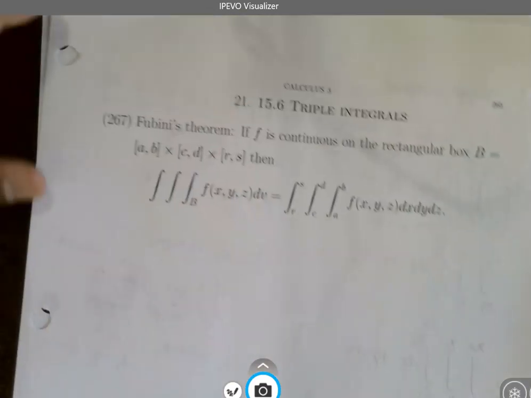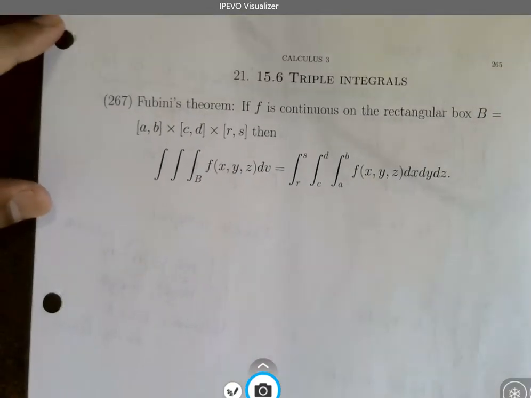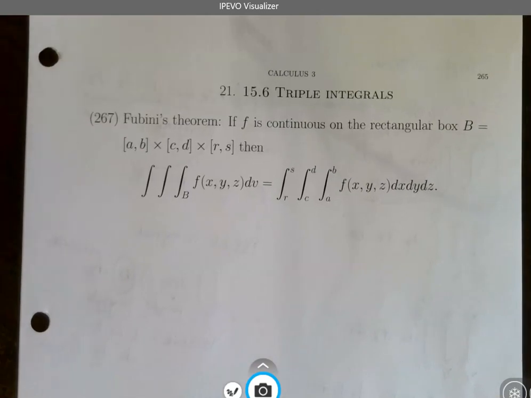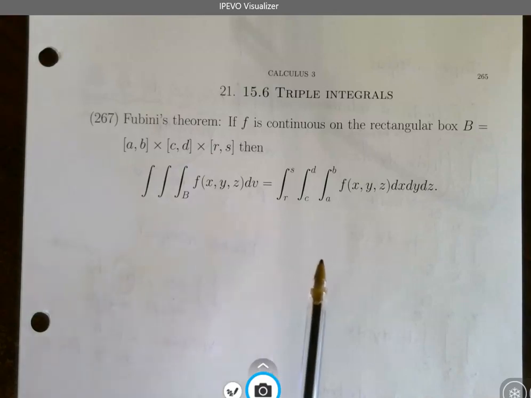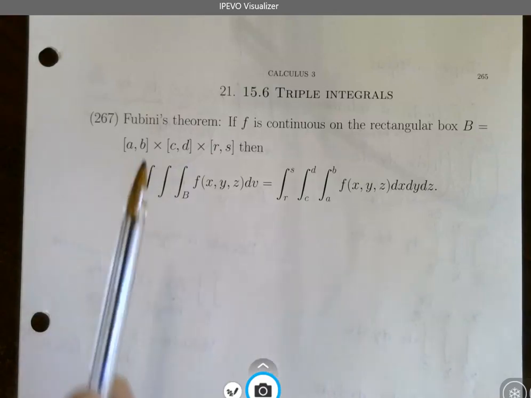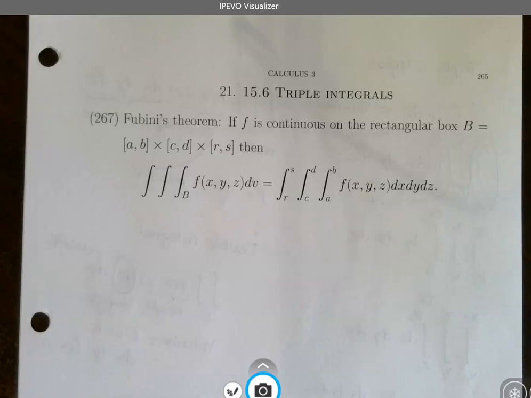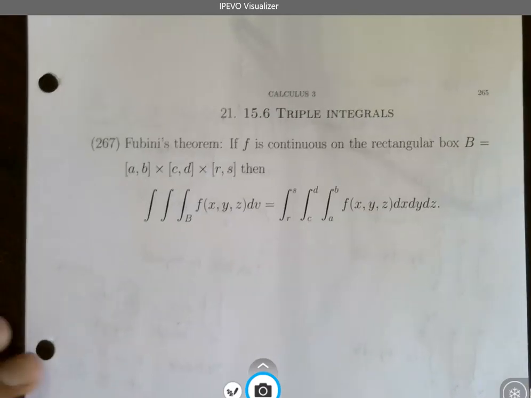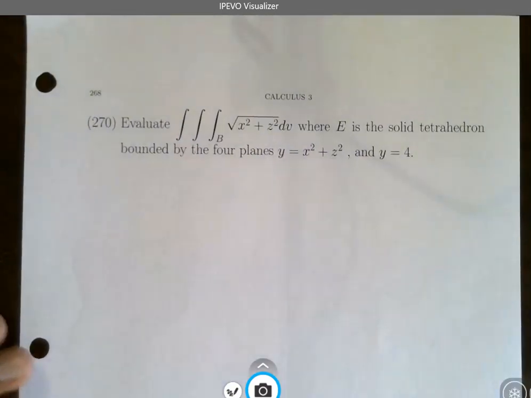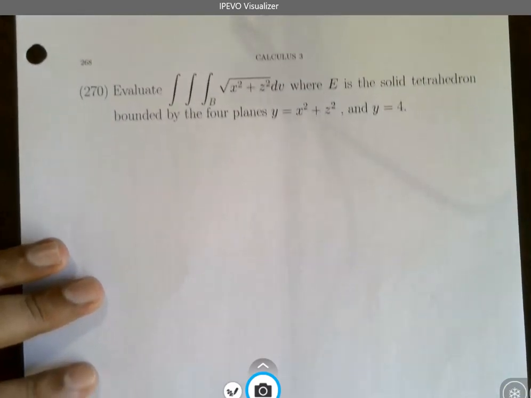So that's the introduction of triple integrals and Fubini's theorem. It's the same thing. You can change the limits of integration. Instead of x1, x2, y1, y2, z1, z2, I'm using a, b, c, d, r, s. So that's pretty much it. Now let's look at a problem involving triple integrals and go ahead and evaluate it.